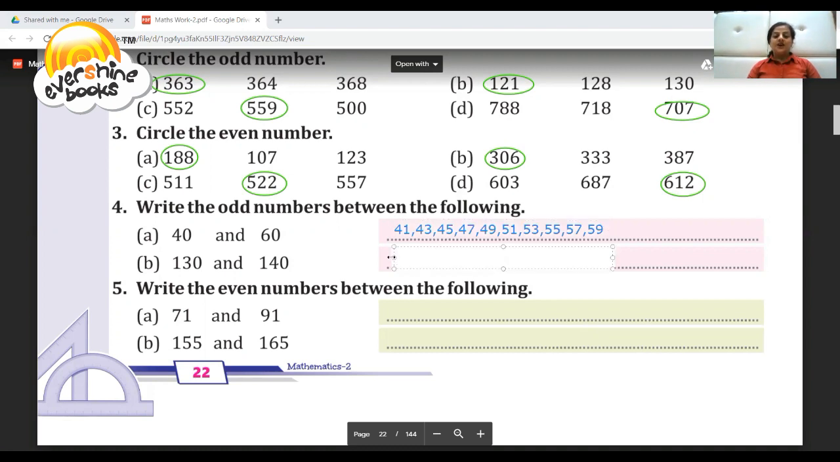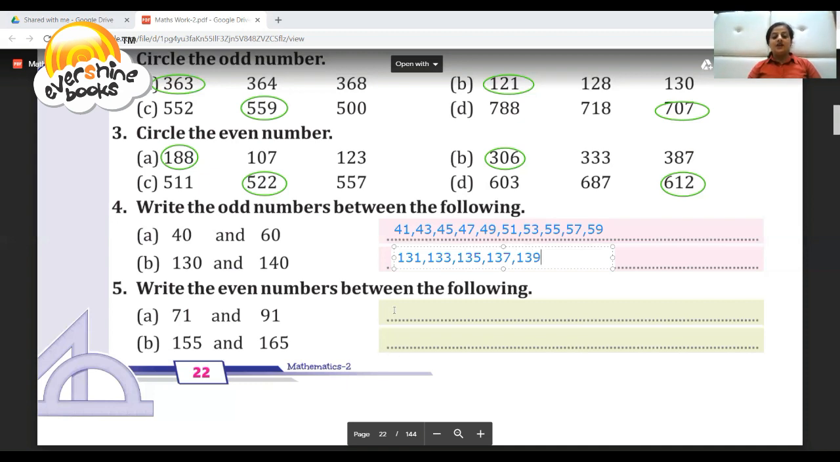Next is 130 and 140. So we are going to write here 131, 133, 135, 137. That is our answer, and last is 139. These are odd numbers in between.